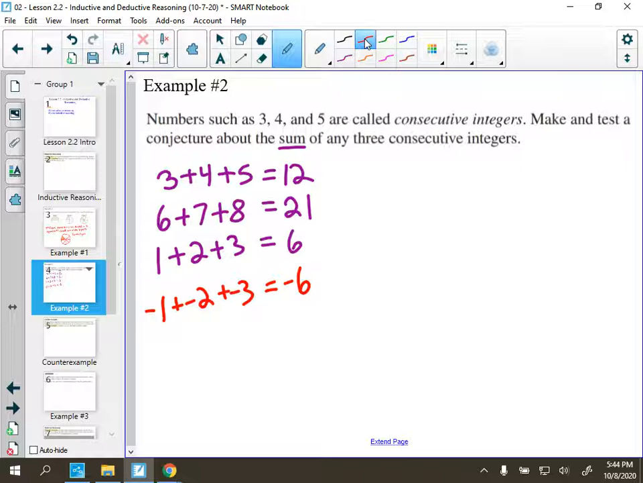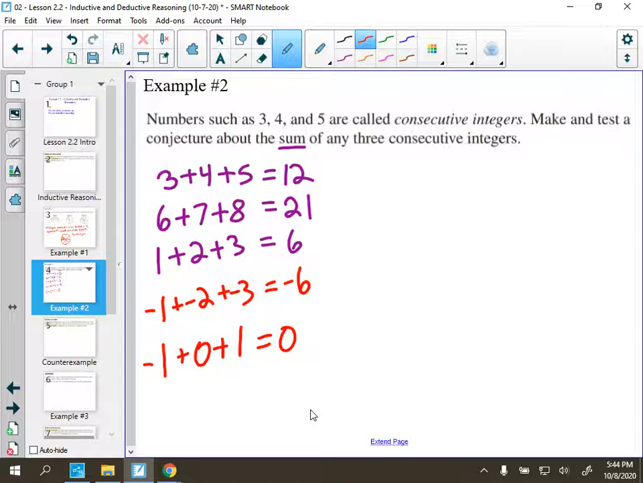We're talking -6. We could have a mix. What about -1 plus 0 plus 1? Those are three numbers that are in a row. -1 plus 0 plus 1 actually equals 0. Are we starting to notice anything? What's going on here? Let's do one more, just some random one.